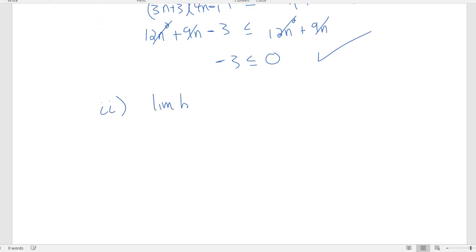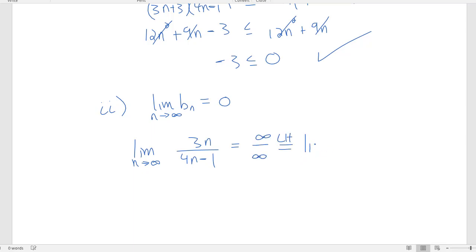So let's look at the limit of b sub n, and does that equal 0? So my b sub n again was 3n over 4n minus 1. Look long term. Do these terms go to 0? So, I like L'Hopital's rule. I get infinity over infinity here. And with L'Hopital's rule, I get that the derivative of the numerator is 3, derivative of the denominator is 4, and that is not 0. Okay? So I'm not meeting the second condition.